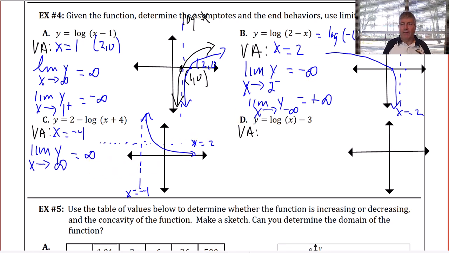Let's see if I have that right. I don't think I do. No, I have that right. And the limit of our function y as x approaches, now we're going to approach our vertical asymptote, x equals negative 4, from the right-hand side or from the positive side, and that is going up to positive infinity.